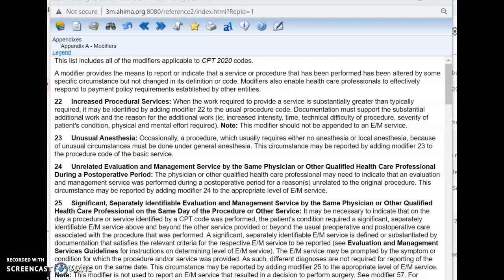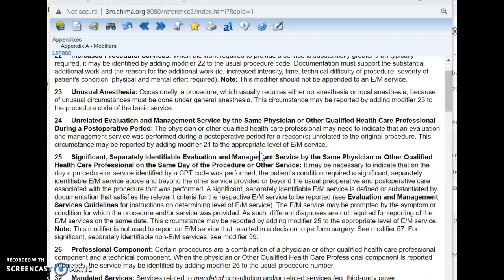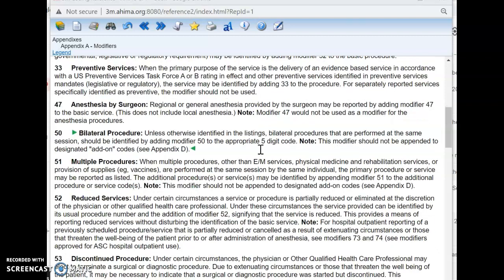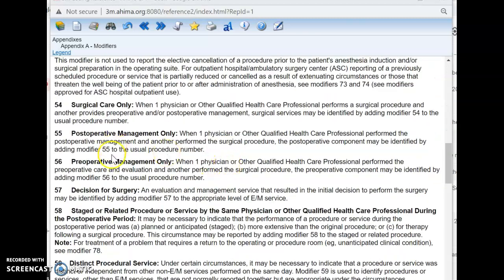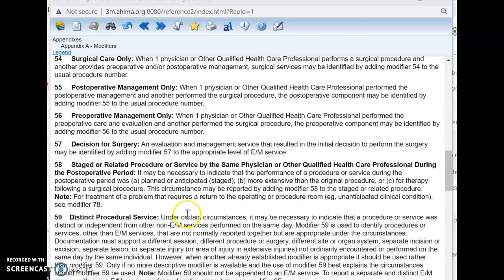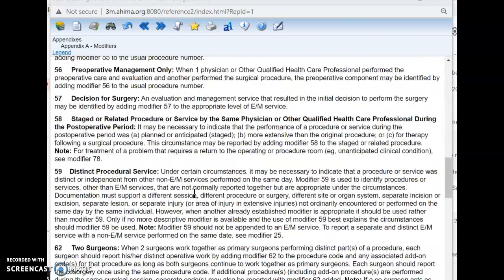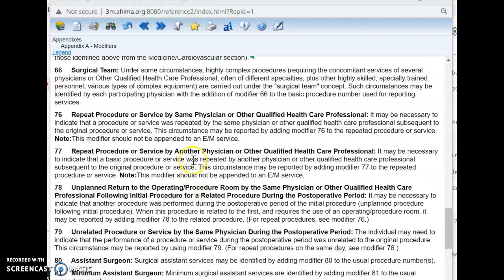Which modifier should be added to the colonoscopy? So what we're going to look at here, it's not A, it's not multiple procedures. That has to be done at the same time. It is not 58, which is staged procedure. They did not know that they were going to do this. It is not 76, which is repeat procedure by the same physician. They're two different things. So by process of elimination, it's going to take us to 59.